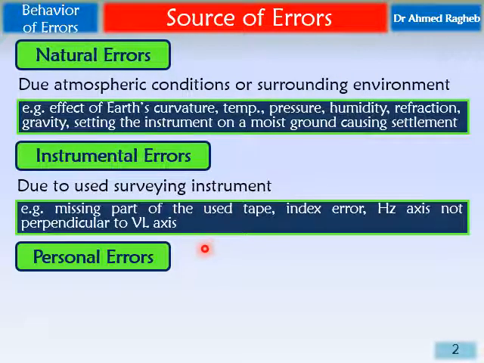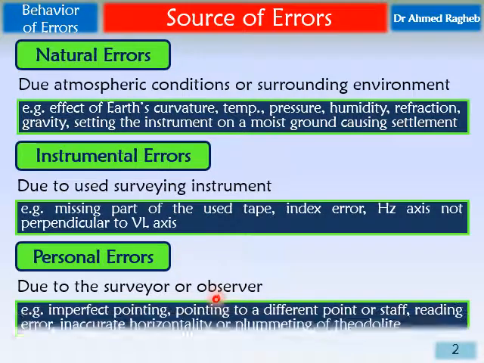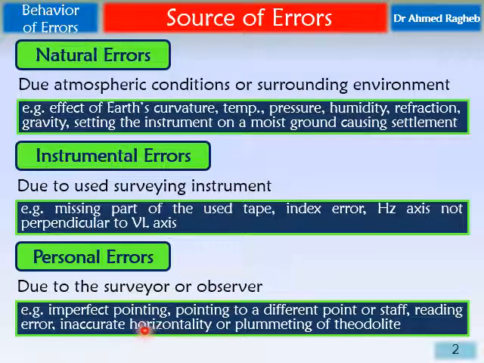And the third source of error is personal errors, and these are various errors due to the person himself or the observer himself. For example, imperfect pointing, pointing to a different point, not holding the staff vertically, the horizontality or the plumbing of the theodolite or the total station is not perfect, and so on. So these are the most common sources of errors. So we basically spoke about different sources, which are natural, instrumental, and personal errors.